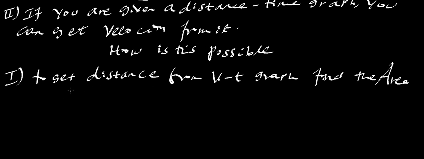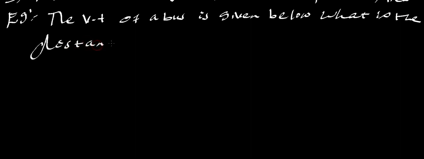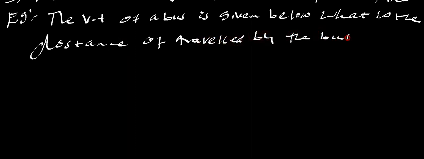That means from a velocity time graph, when we get the distance, that distance is simply the area formed by the velocity time graph. For example, let's see an example. The velocity time graph of a bus is given below. What is the distance traveled by the bus: A, during 3 seconds, B, during 6 seconds?